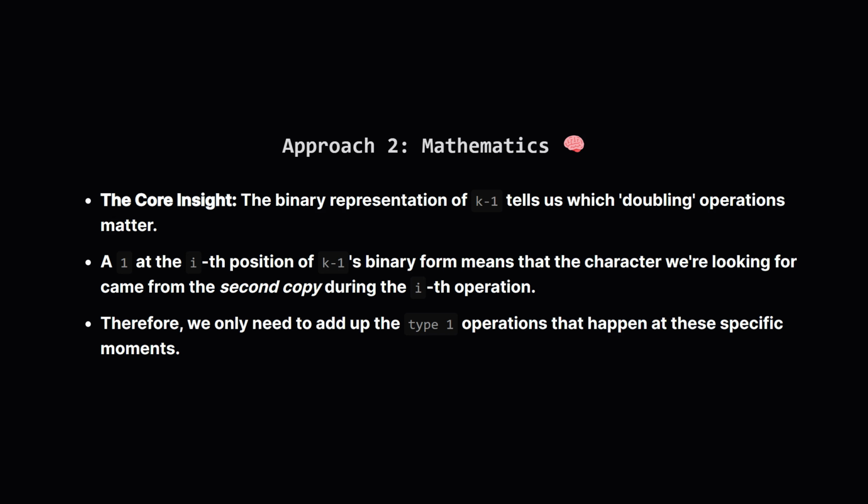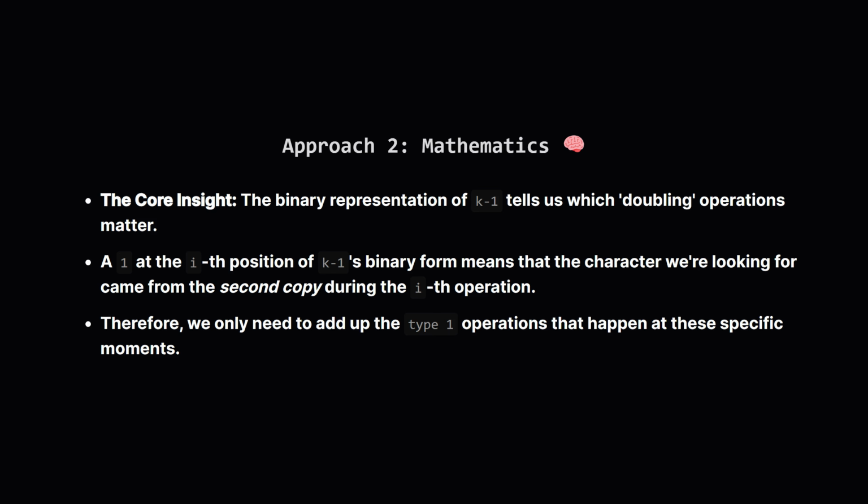Now for the second approach, which is a really elegant mathematical solution. It uses a fantastic insight about binary numbers. Think about it. Every time we do a doubling operation, we're essentially making a decision. Is our target character in the first half or the second half? This is a binary choice, a yes or no question. It turns out, the binary representation of our index K-1 holds the answers to all these questions.